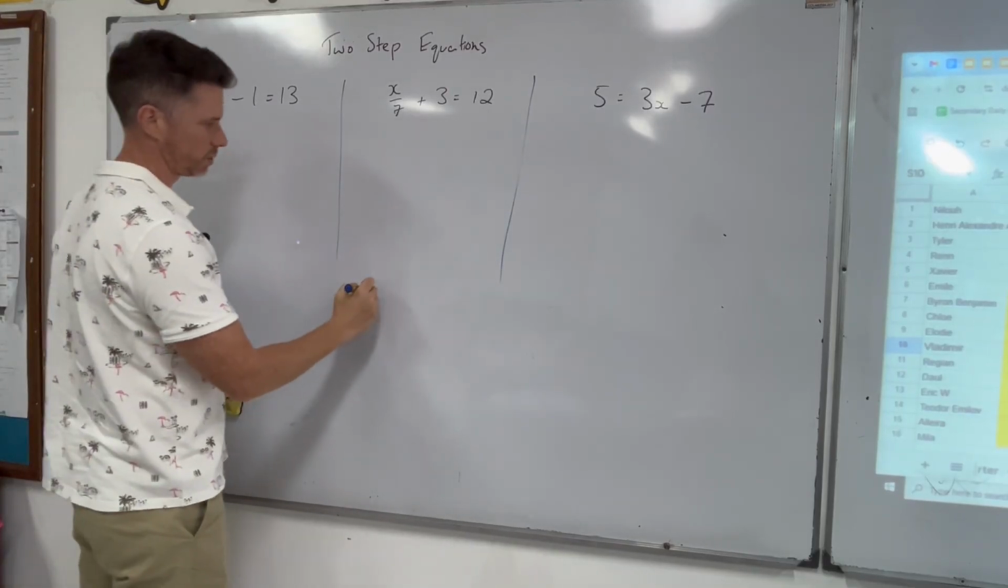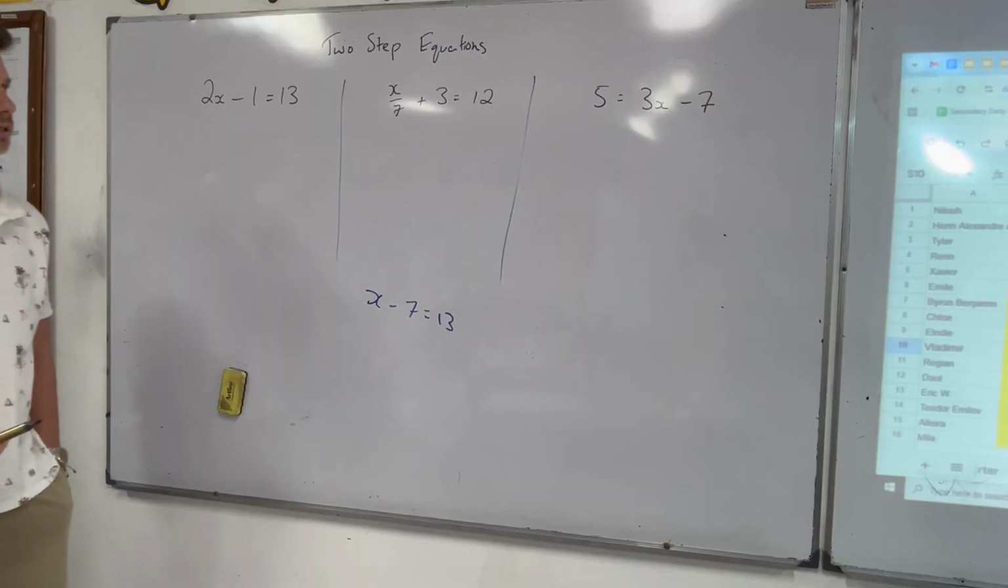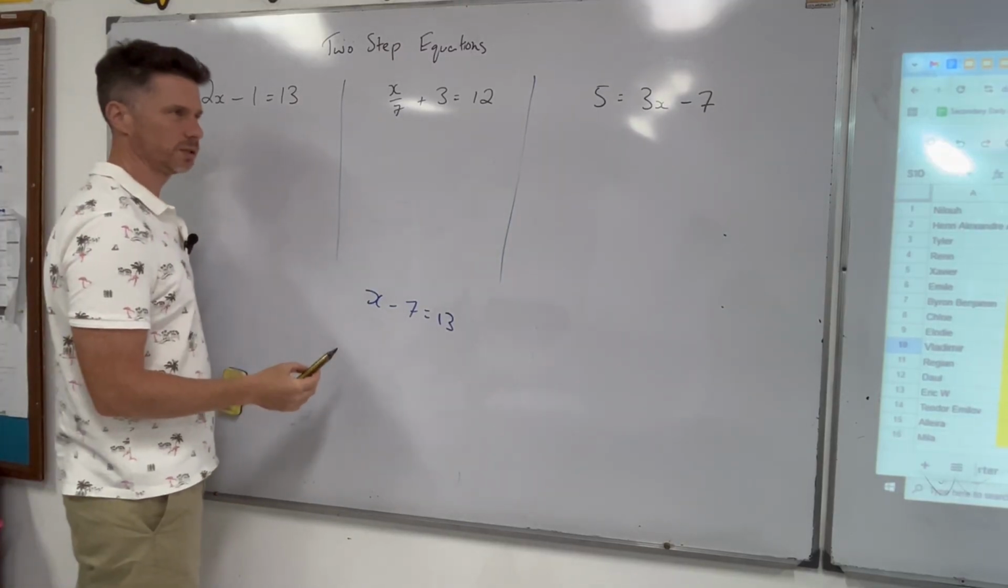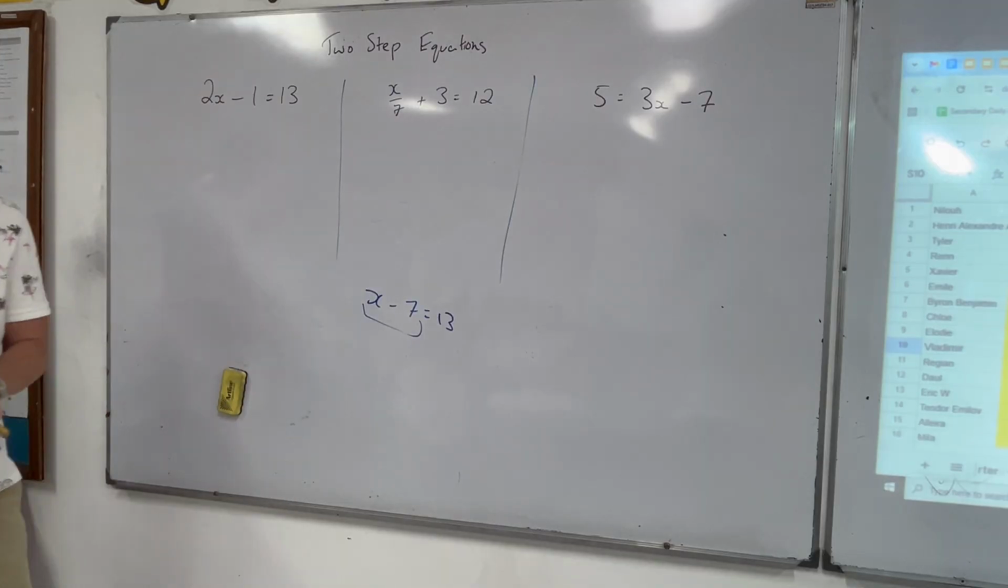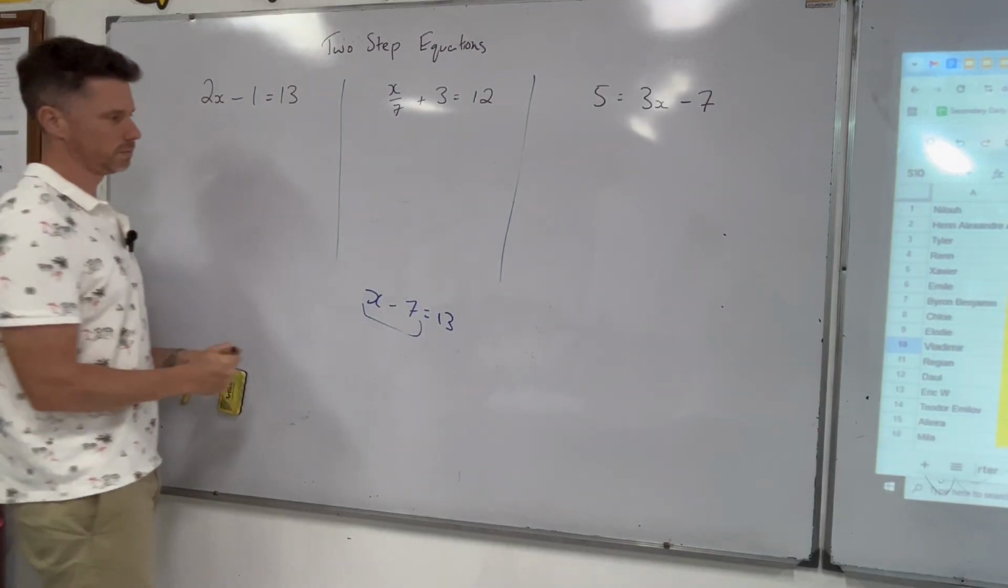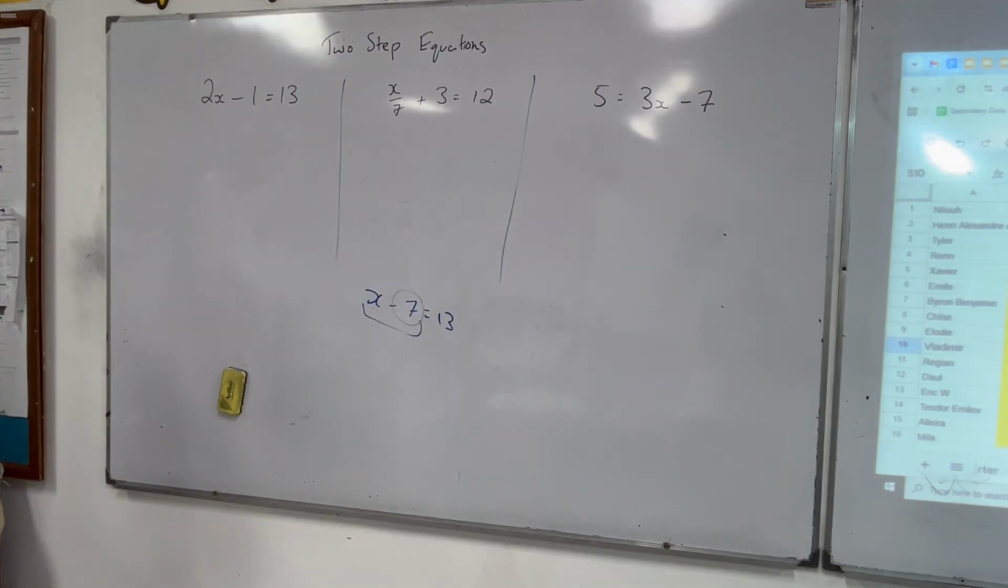One-step equations, for something like this. That's a one-step. One step because if you look at the side with the x on it, there's only one other number there, 7, or negative 7. That's the only number. Once we get rid of that, we have an answer for x.